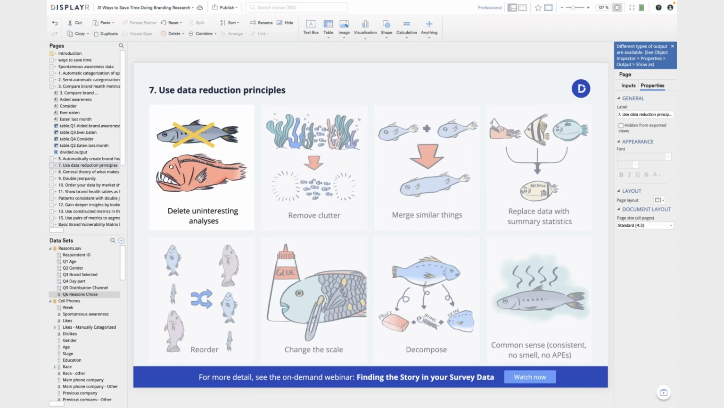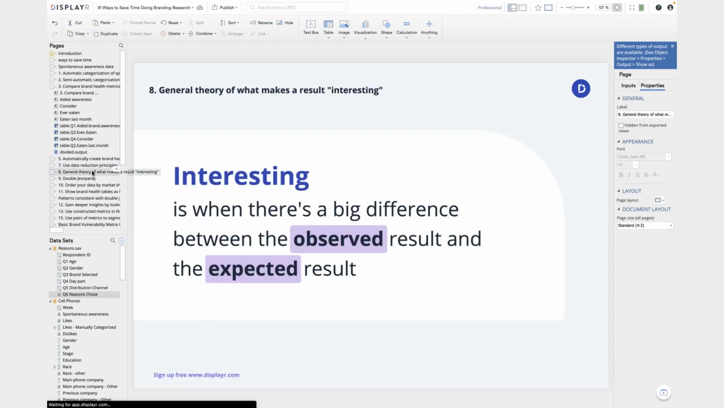Another webinar to look at talks about finding the story in your survey data. And in it, I explain 8 basic principles. The first of these is to delete uninteresting analyses, and it's just as relevant in branding research as any other kind of research. Now, if you're a beginner, uninteresting can be a little bit hard to know what that really means. Unfortunately, there's a general theory. A result is interesting if there's a big difference between the observed result and the expected result.